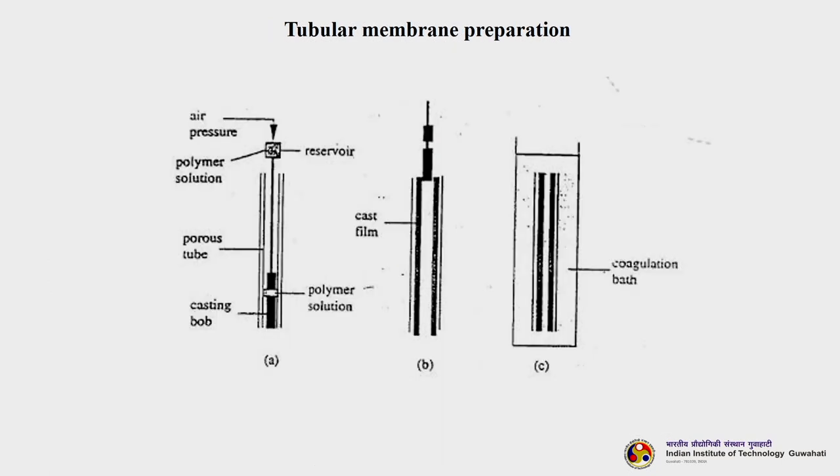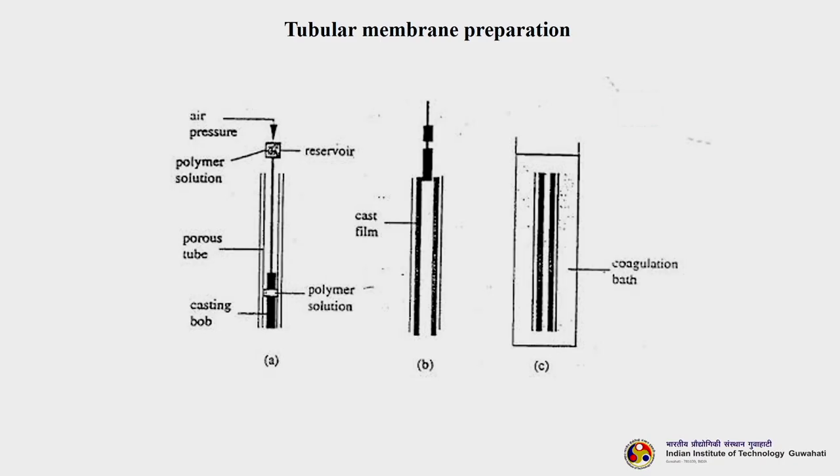Students, this is the last slide. I will try to explain how a tubular membrane is prepared here. See the first one. Here we have a porous tube. Okay, right. And there is a casting bob. This one, the casting bob. So, the casting bob is actually porous.